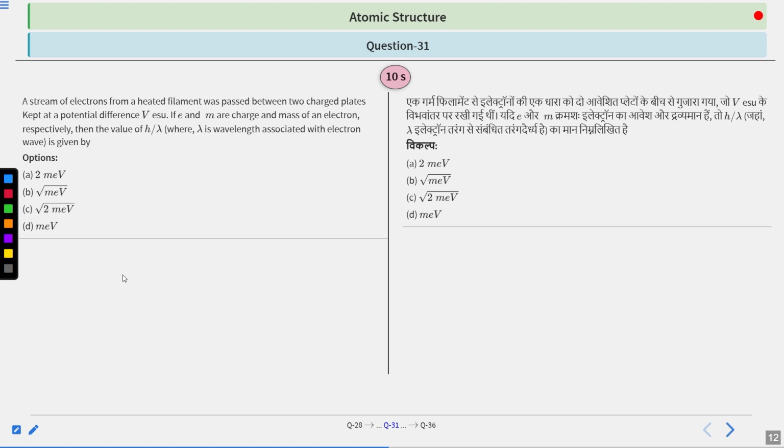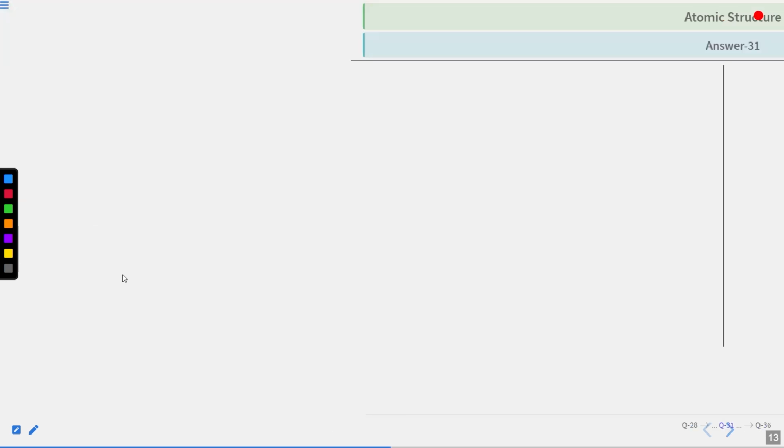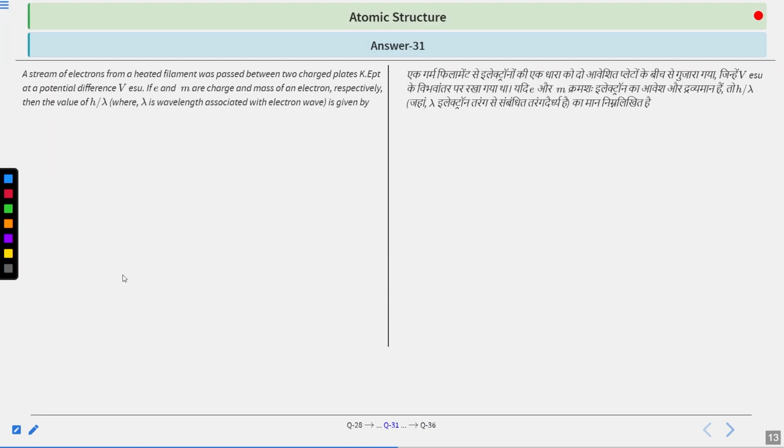Option B, root under meV. Option C, root under 2 meV, and option D, meV. Now you have 10 seconds to solve this question. Your time starts now. Okay. Now let us see the solution, how we can solve it. So first let us try to understand this question.